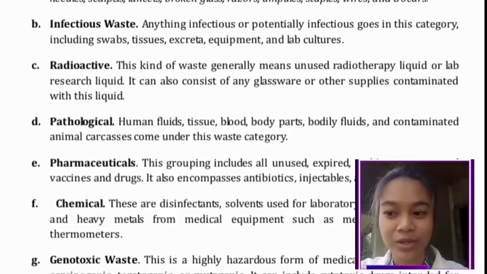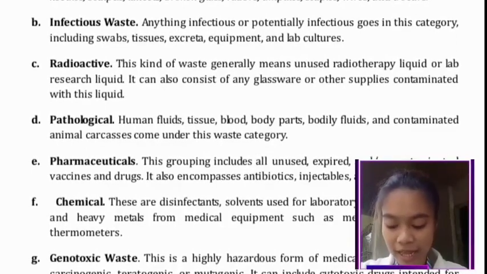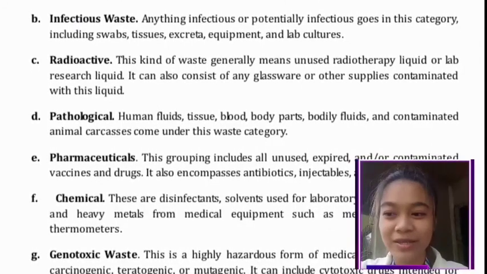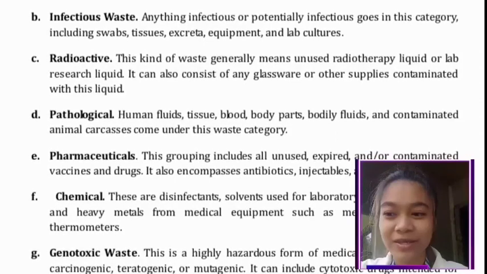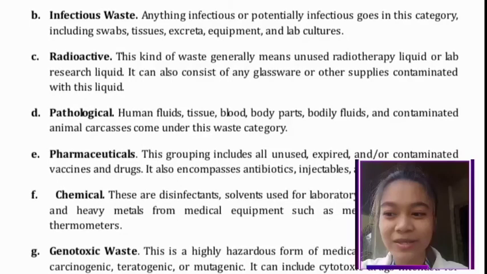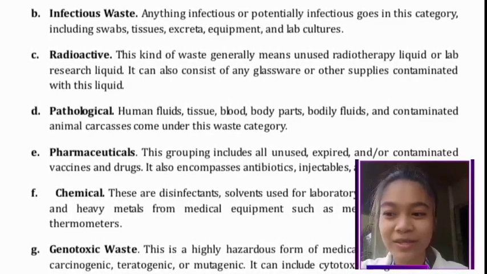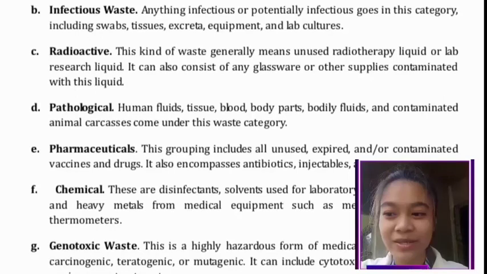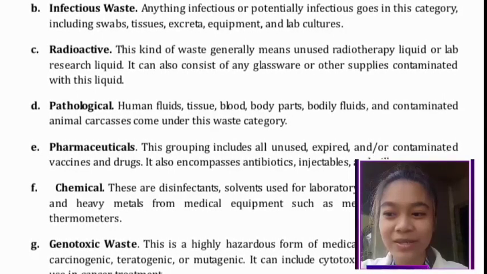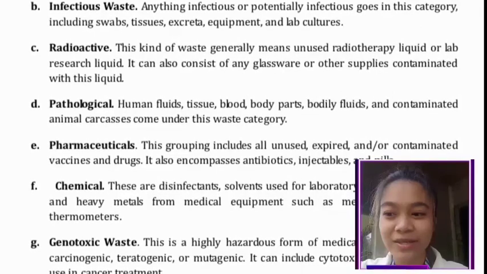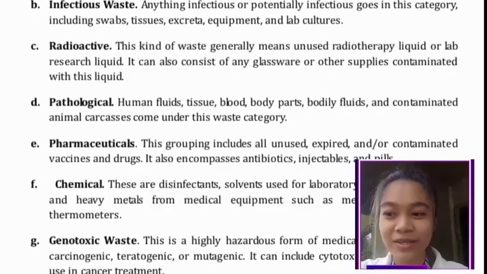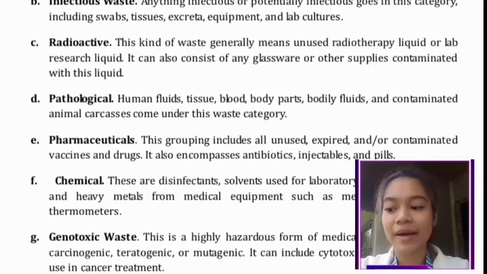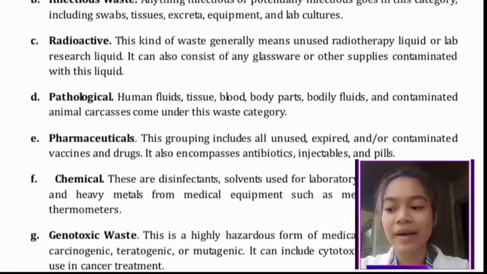Next is chemical. These are disinfectants, solvents used for laboratory purposes, batteries, and heavy metals from medical equipment, such as mercury from a broken thermometer. So, ayun, pag sinabi naman po natin na chemical waste, ito yung uri siya ng solid, liquid, or gas waste material na kung hindi ito madidispose ng maayos, pwede itong makapahamak ng tao at makasira sa paligid natin. So, example din neto is yung mercury na galing sa thermometer. So, pagka-genotoxic waste naman, example nito is yung vomit, urine, and feces na galing sa mga pasyente.